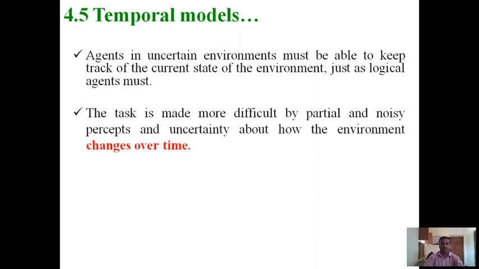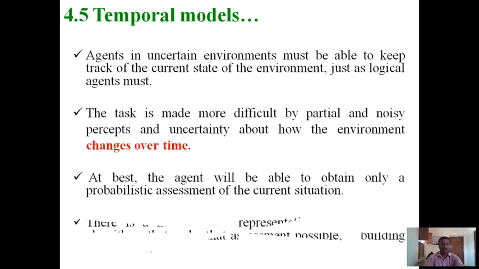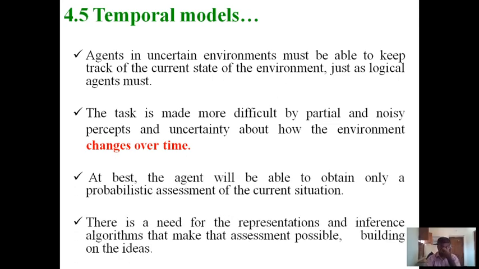Agents in an uncertain environment must be able to keep track of the current state of the environment, just as logical agents must. The task is made more difficult by partial and noisy percepts and uncertainty about how the environment changes over time. At best, the agent will be able to obtain only a probabilistic assessment of the current situation. There is a need for representations and inference algorithms that make that assessment possible, building on the ideas.